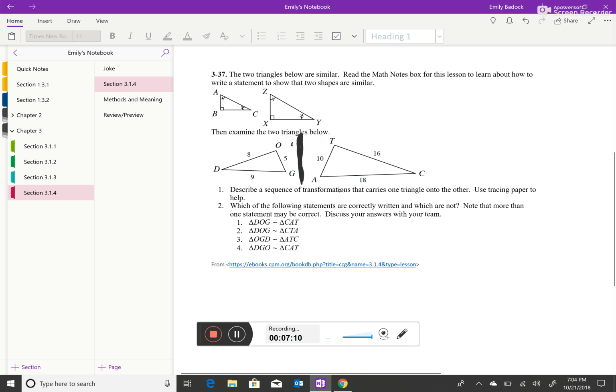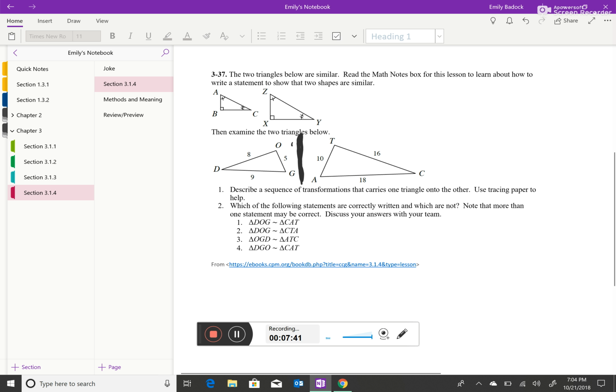Which of the following statements are correctly written and which are not? Note more than one statement can be correct. Discuss your answers with your team. So just to review, things are going to get more complicated. You're sitting here saying, are we really going to sit here and state which of these statements are similar? We're going to go through it. But the reason that we're watering it down so much is that it's going to become more complicated, and you're going to have to be able to rotate these things and translate these things in your head to be able to see which parts line up.